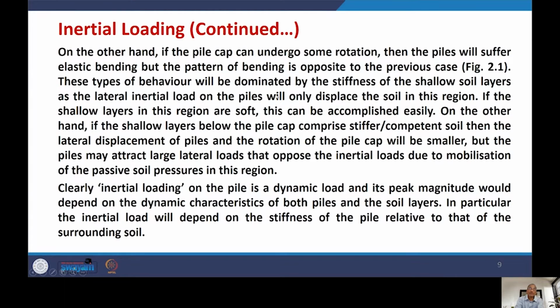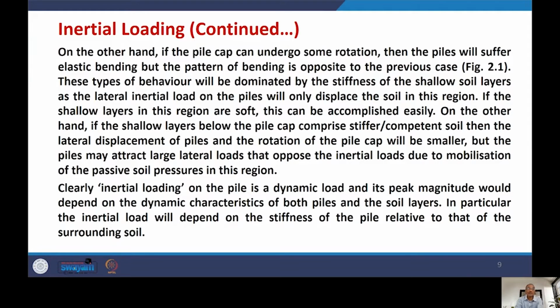These types of behavior will be dominated by the stiffness of the shallow soil layer. The lateral inertial load on the piles will only displace the soil. When you apply lateral inertial loads at the pile cap or pile head, it will displace the soil in the shallow region near the pile cap. If the shallow layers in these regions are soft, then this can be accommodated. On the other hand, if the shallow layers below the pile cap are stiffer or competent soil, then the lateral displacements of piles and the rotating pile cap will be smaller.